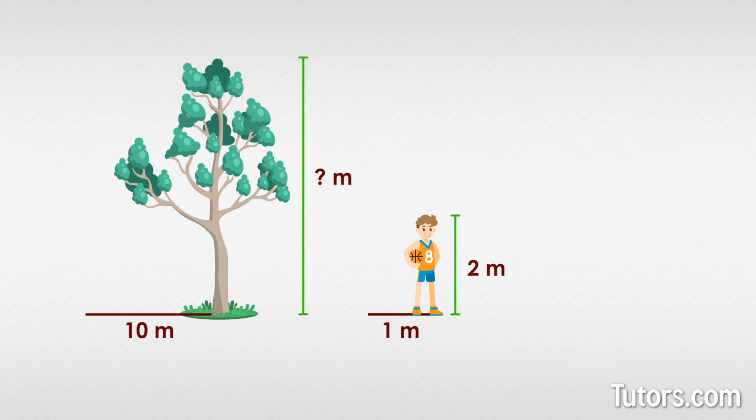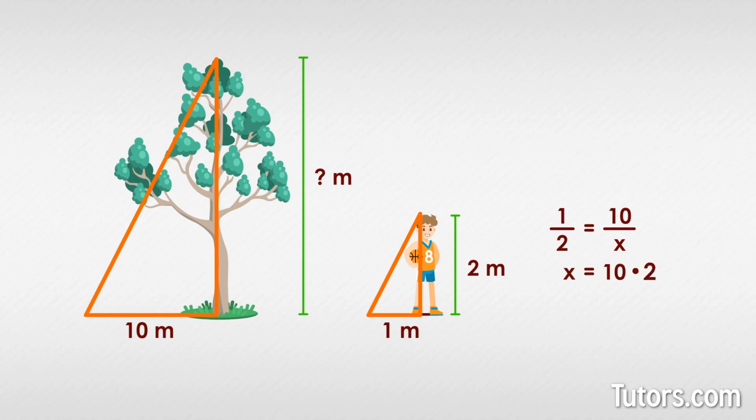Think of this problem as two similar triangles. If the two triangles are proportional, they are similar. Here is how you set it up. 1 divided by 2 equals x divided by 10. Now, you solve for x, and you find that the eucalyptus tree is 20 meters in height.